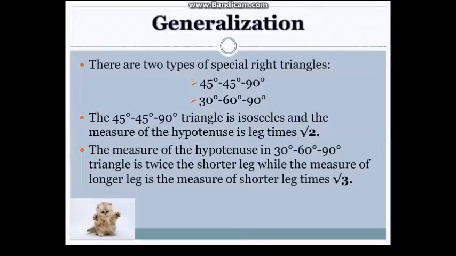The 45, 45, 90 triangle is isosceles, and the measure of the hypotenuse is leg times square root of 2. The measure of the hypotenuse in a 30, 60, 90 triangle is twice the shorter leg, while the measure of the longer leg is the measure of the shorter leg times square root of 3.